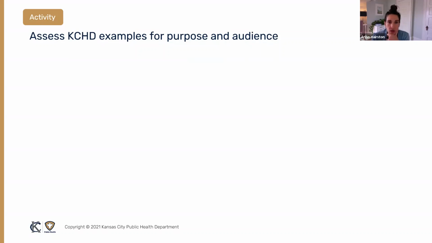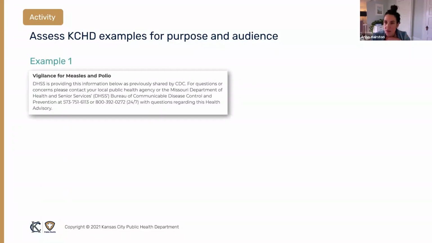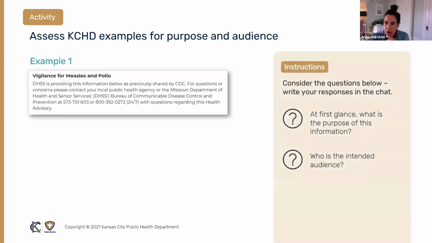So we are going to do a quick activity. And this one, we're just going to do on the screen. So we'll show you two examples from the Kansas City Health Department website. And so often we pull from the clients we work with, and this is not to diminish the work or anything. This is really to make it more relevant to you. We're going to assess the purpose and the audience for this one. So Lisa, can you click to show the 2 questions to think about? So as you read through this paragraph, think about what is the purpose and who is the audience, and feel free to type that in the chat.